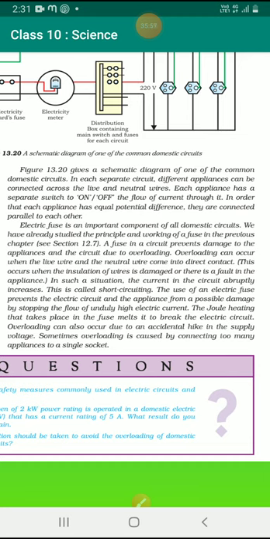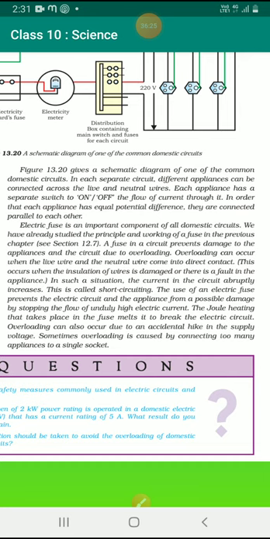ella nodtirtire. In such a situation, the current in the circuit abruptly increases. This is called short circuiting. The use of an electric fuse prevents the electric circuit and appliances from possible damage by stopping the flow of unduly high electric current. Okay, so an electric fuse stops the high current from entering the house.